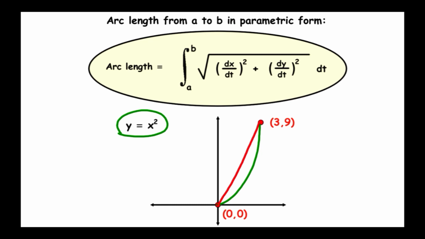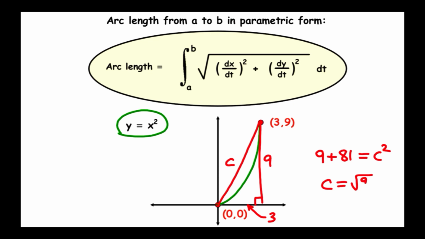If you just go with the red, you can imagine a right triangle here. This side would be a length of 9. This would be 3, based on the point (3, 9). You could do the Pythagorean theorem and get 3 squared plus 9 squared equals c squared, and c would be the square root of 90. All right, so we know that the green is going to be longer than the square root of 90. Just in case you were wondering, the square root of 90 is 9.487.